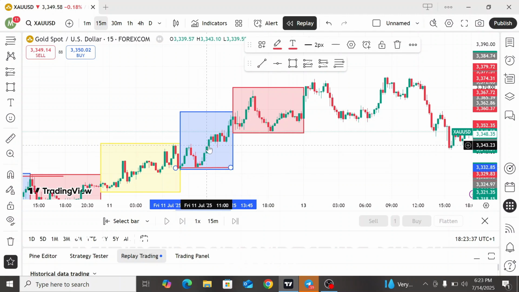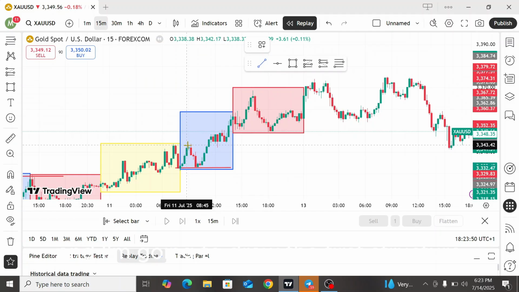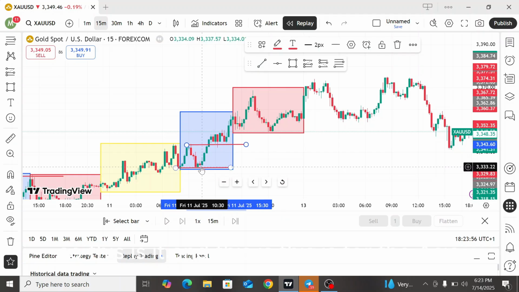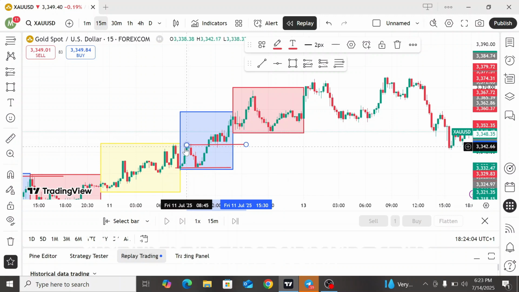Now, the first structure of the London session. This is the first structure of the London session. So I'm just going to take my toolbox and draw the first structure of the London session. So this is it, and this is for the Asia. This is the last structure of the Asia, and this is the first structure of the London session.